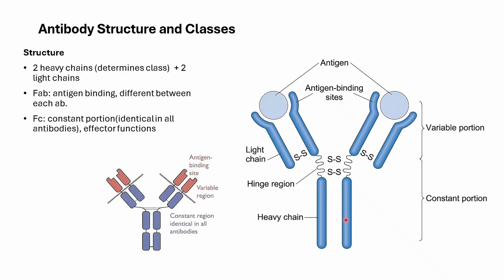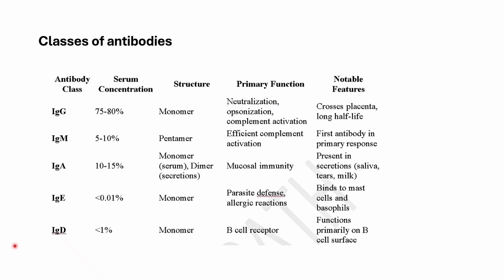So we have 5 classes of antibodies. The most abundant one is the IgG, which has many functions like opsonization, neutralization, and complement activation. We have the IgM, which is the first antibody produced in the immune response. After that, the IgM undergoes class switching, which means a different isotype of antibody is produced with the same antigen specificity.